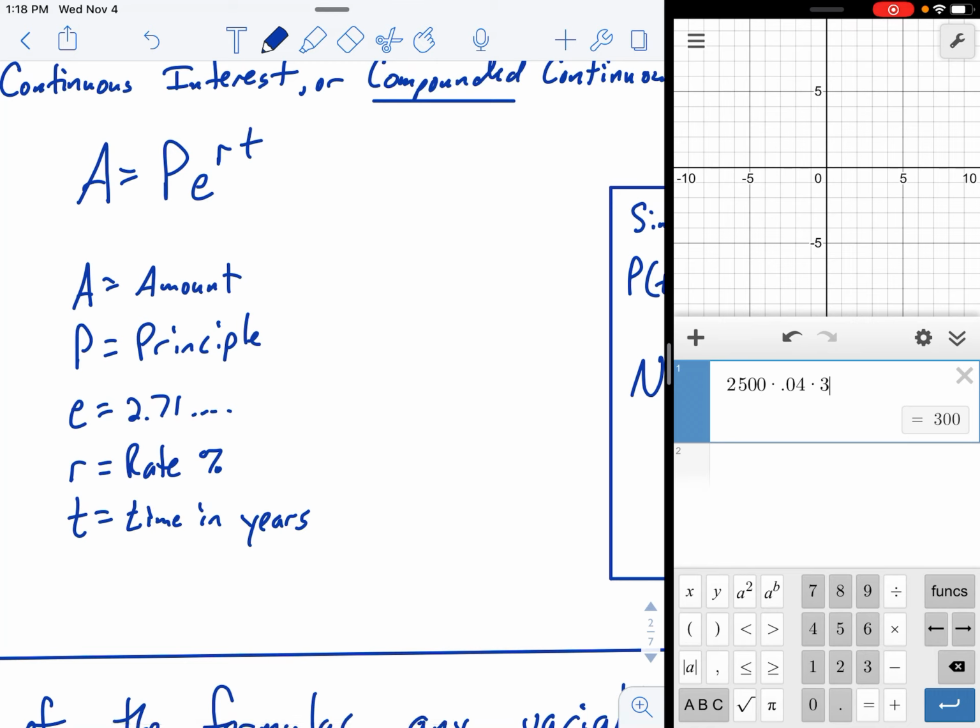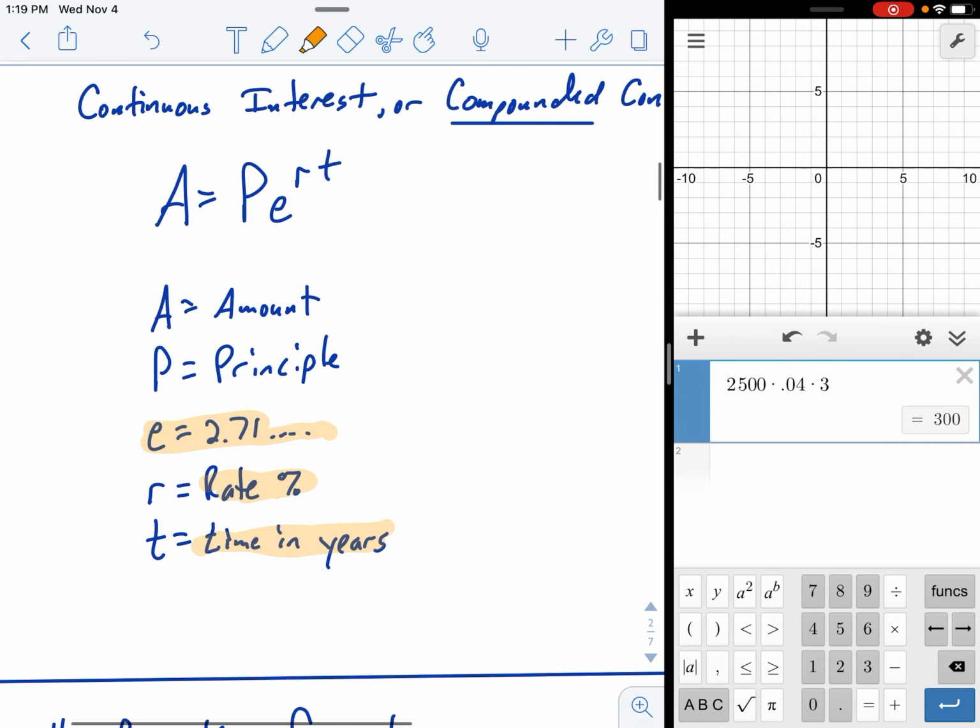P still stands for principal, A still stands for amount, e is that special number, 2.71 something, something, something. It goes on forever. It's an irrational number. The rate, again, is a percentage, move the decimal 2 places, and time in years. So this formula kind of works like magic, and it makes infinite interest possible.